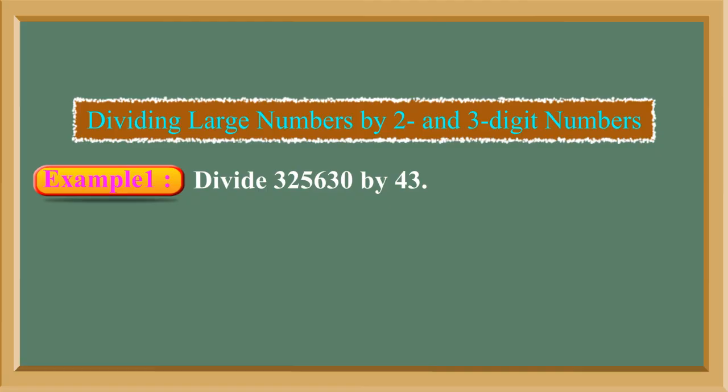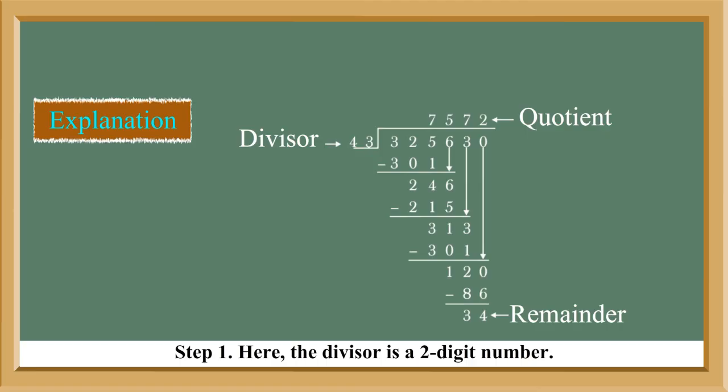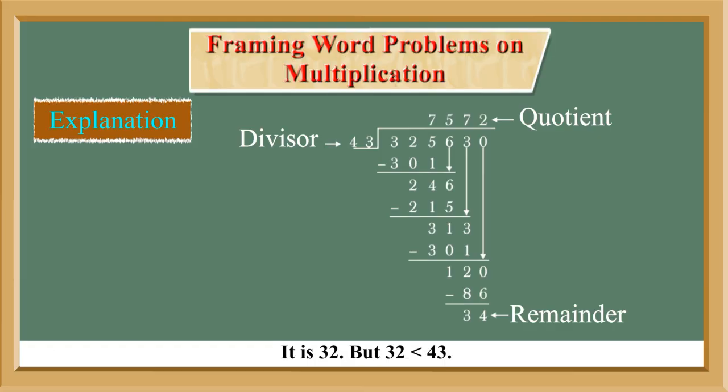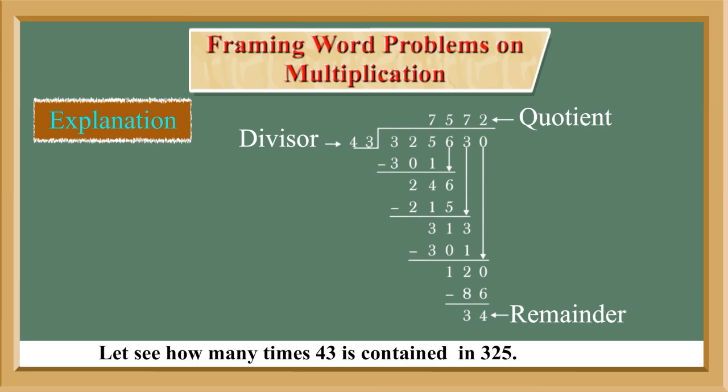Example 1. Divide 325630 by 43. We have the explanation. Step 1. Here, the divisor is a 2-digit number. So, consider the number formed by two extreme left digits of the dividend. It is 32, but 32 is less than 43. So, take the number formed by three leftmost digits of the dividend. It is 325. Let's see how many times 43 is contained in 325.